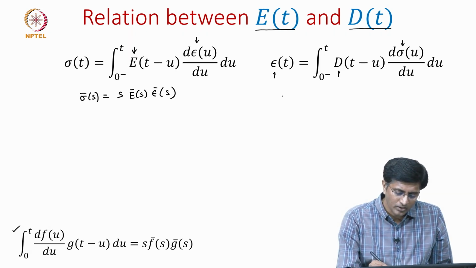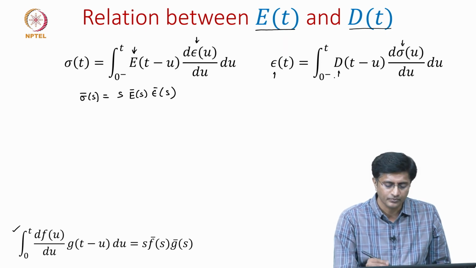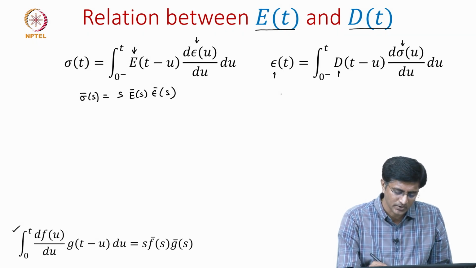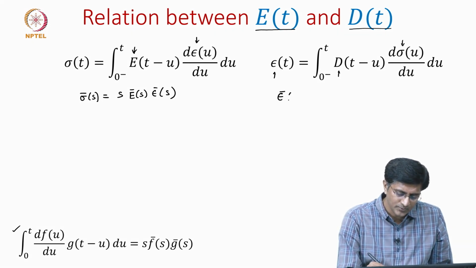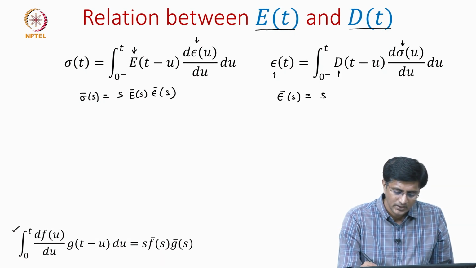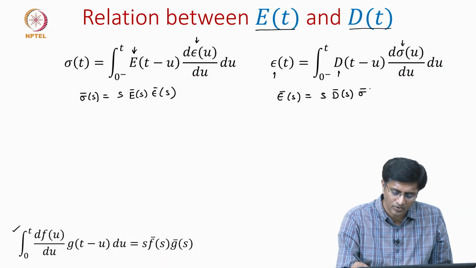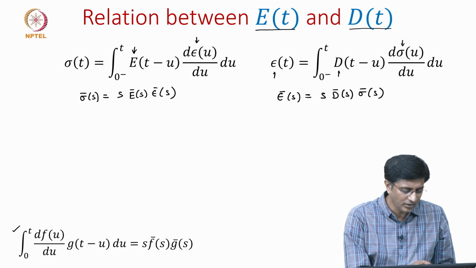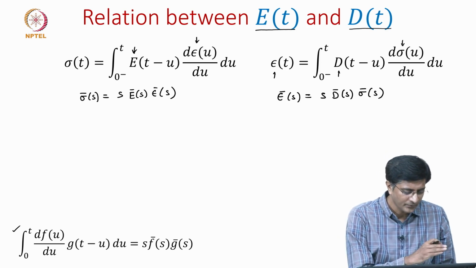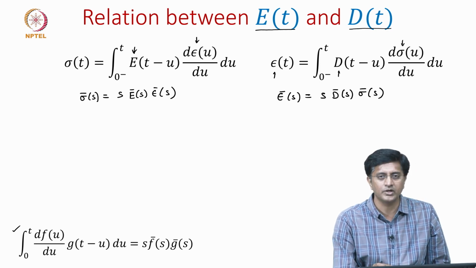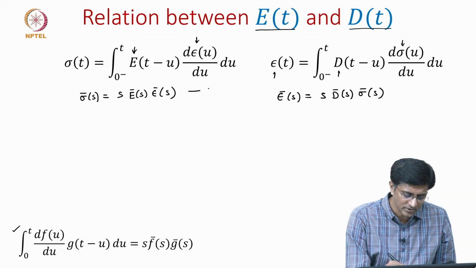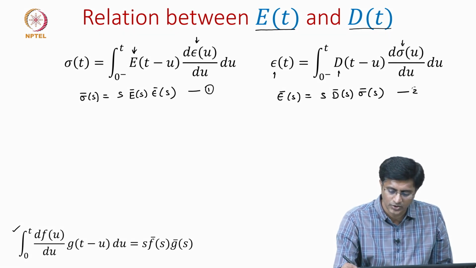Similarly, I can now apply the Laplace transform for the strain response as well. So, then I have epsilon of s is s times D of s product with sigma of s. Okay. So, on the left hand side we wrote it in the Laplace domain for the stress response, and on the right hand side for the strain response. Now, let us try to combine these equations. Let us say this is equation 1 and this is equation 2.